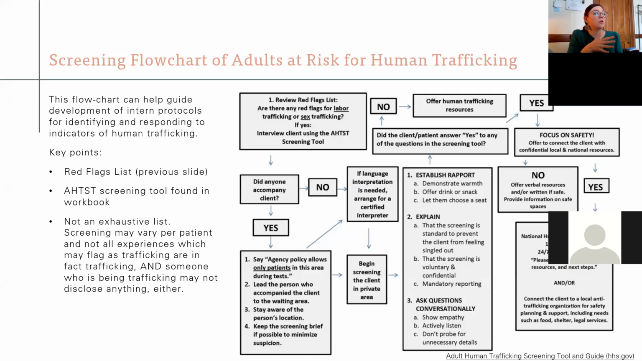All right, so a screening flow chart for adults at risk of human trafficking. This chart can help guide the development of internal protocols for responding to human trafficking. Key points: red flags list, which we just talked about, and the screening tool found in the workbook for adults. And again, this is not an exhaustive list. Screening may vary per patient, and not all experiences of human trafficking may flag, right? Not everything is going to be as cut and dry as a screening tool says it is.